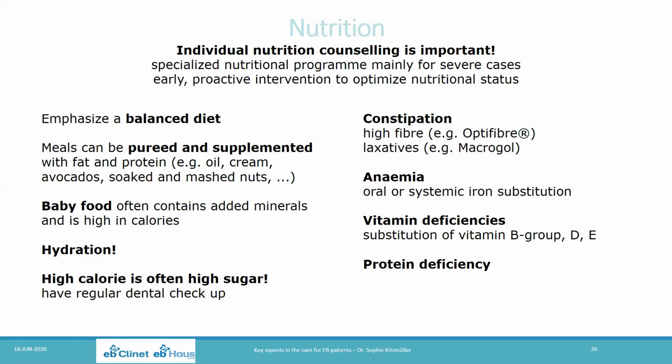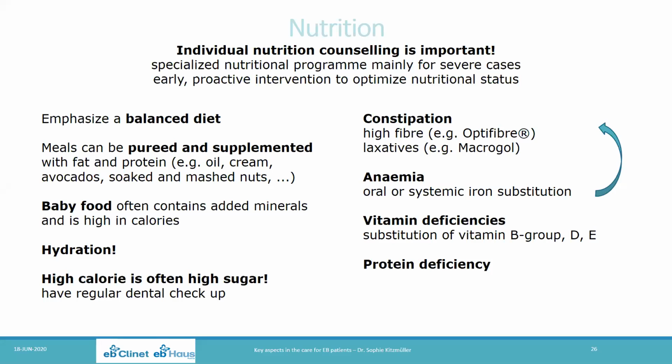One of the biggest issues most severe forms have, and almost all patients with very severe forms suffer from, is anemia. And usually you're not able to balance the iron values in the blood by a balanced diet. So what you have to do is either give oral or systemic iron substitution. But the problem with especially systemic iron substitution is that it leads to constipation. So you will have to find a balance between the treatment of the anemia and the treatment of constipation.